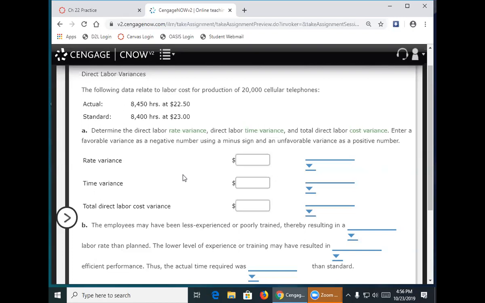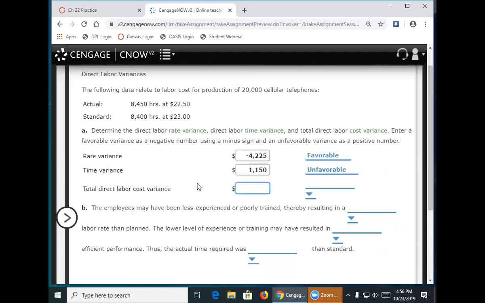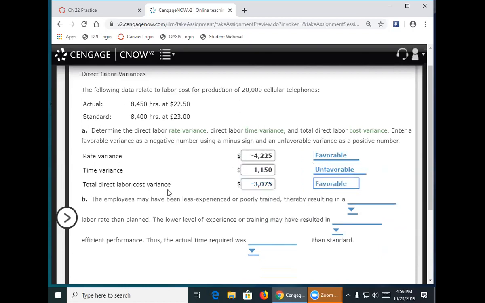So we've already calculated these. Our rate variance was negative 4,225, favorable. And time was 1,150, unfavorable. So what is our total labor variance? Negative 3,075. Very good, negative 3,075. Just added those two together, and it's still favorable. So yeah, it took us some extra hours because we weren't paying our employees as much, but they still did a pretty good job apparently because we came in under cost. Okay.